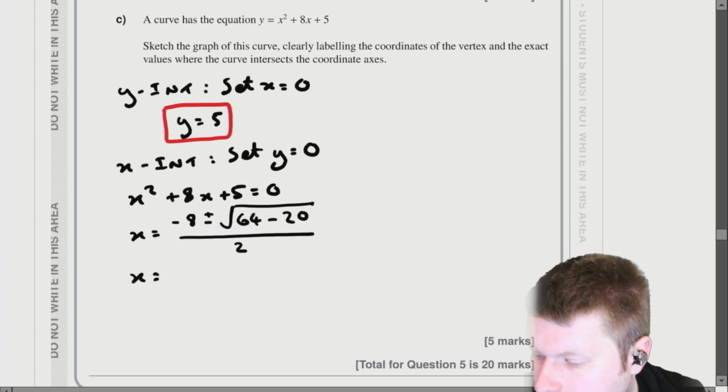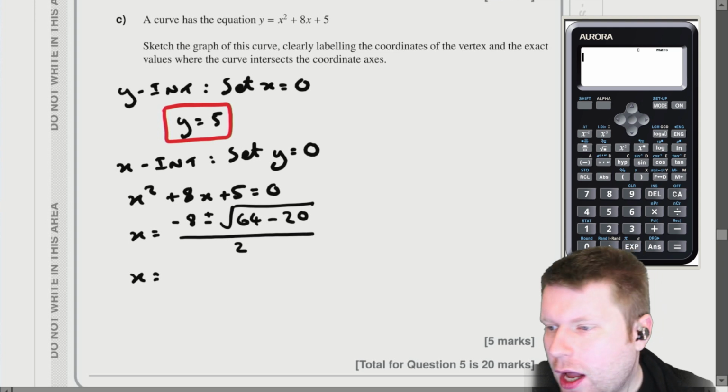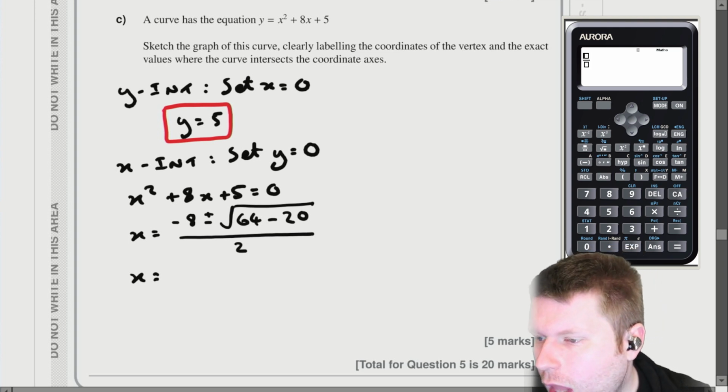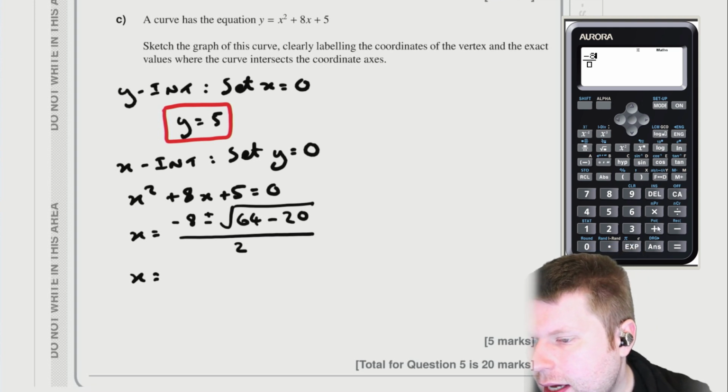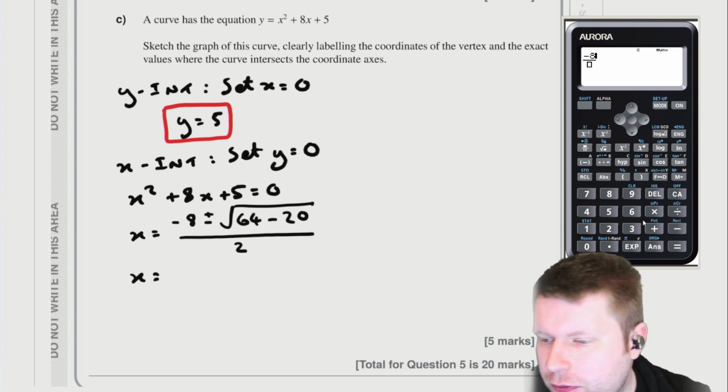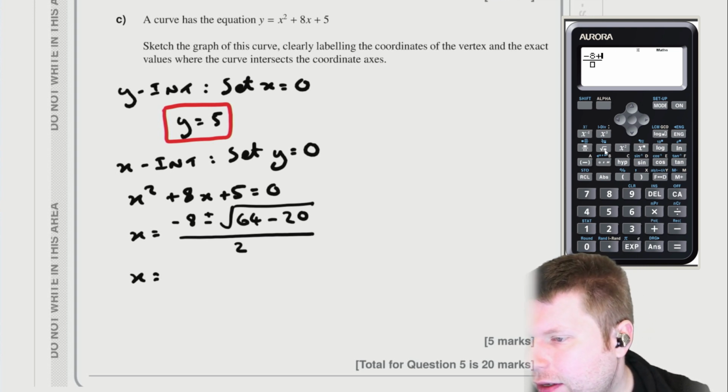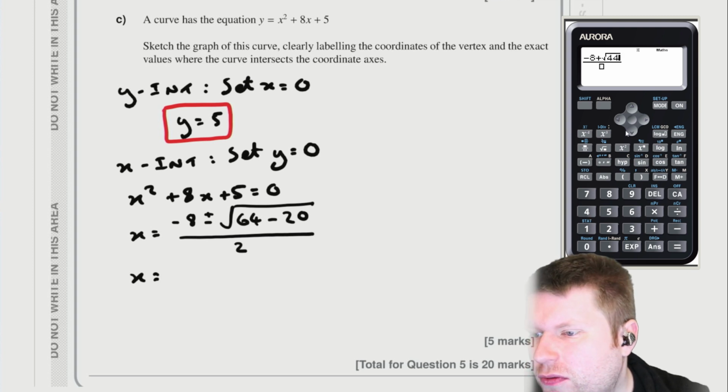It needs to be an exact value. So if I bring my calculator up, I'm just going to type big fraction. I'm going to go negative 8. And remember, it's plus or minus. So the first time around, I'm going to type plus, and then square root of 64 minus 20. You could do that in your head. It's just over 44. And then a denominator of 2.